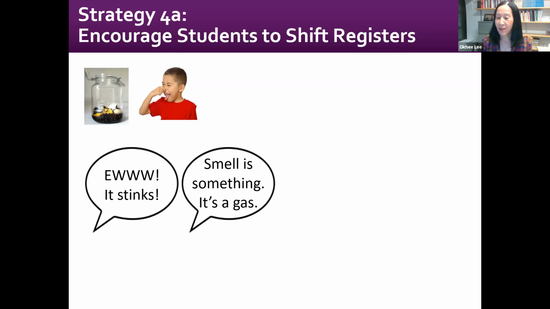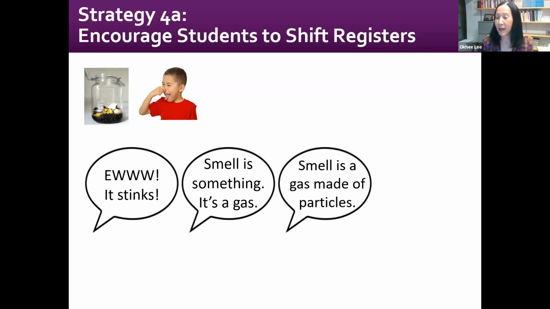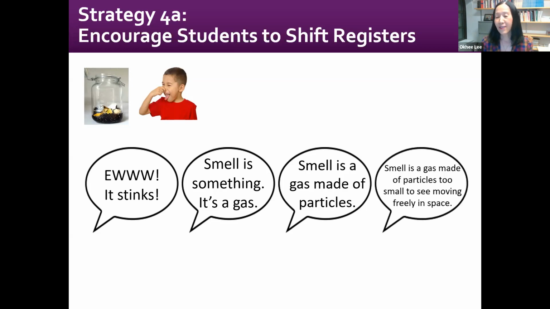So they do the investigations to come up with ideas. The smell is a gas made of particles. When students have the experience and when students have the understanding, you just simply say, we call that particles. Are we cool? Cool. Because kids cannot keep saying 'small things that make up' all the time. So we say particles. Cool. Now, it's made of particles. How do I smell it? And then students will come up with the idea: the smell is a gas made of particles too small to see and moving freely in space. Are you cool? It takes about 2 weeks.